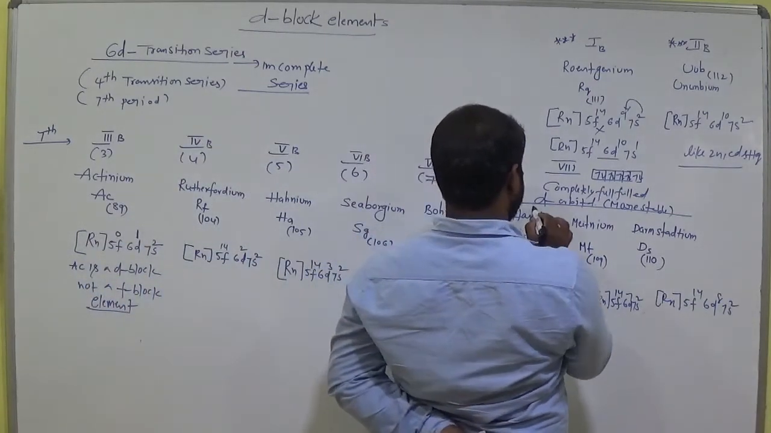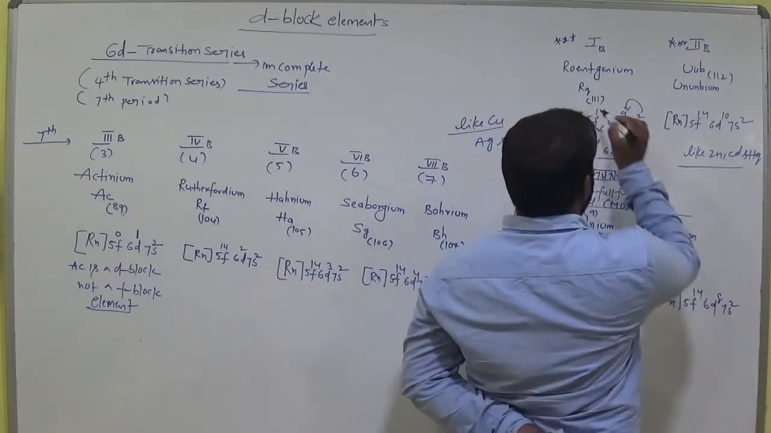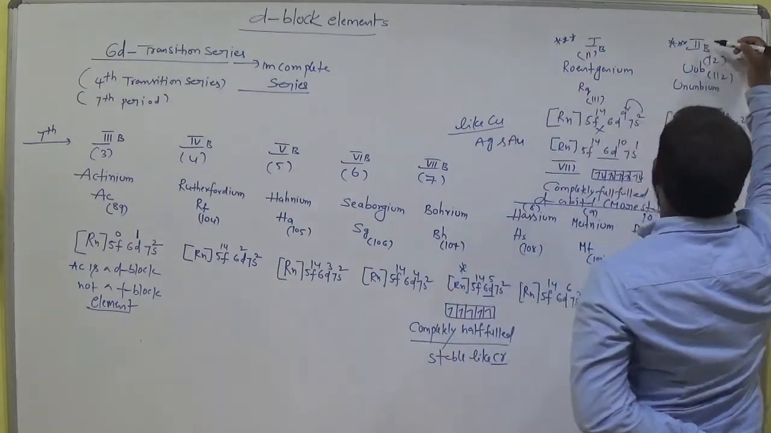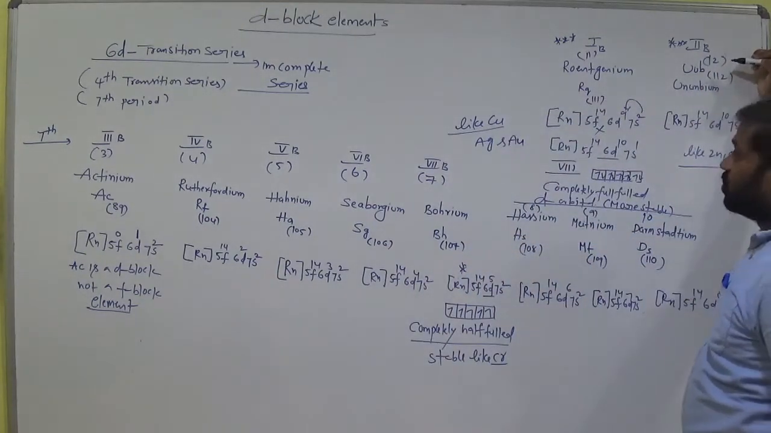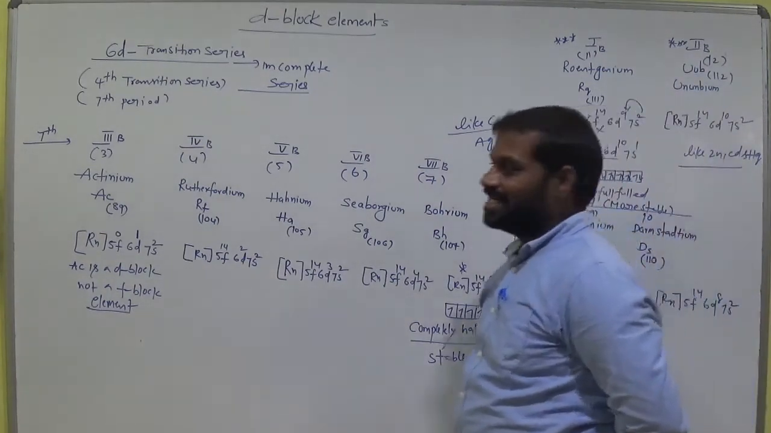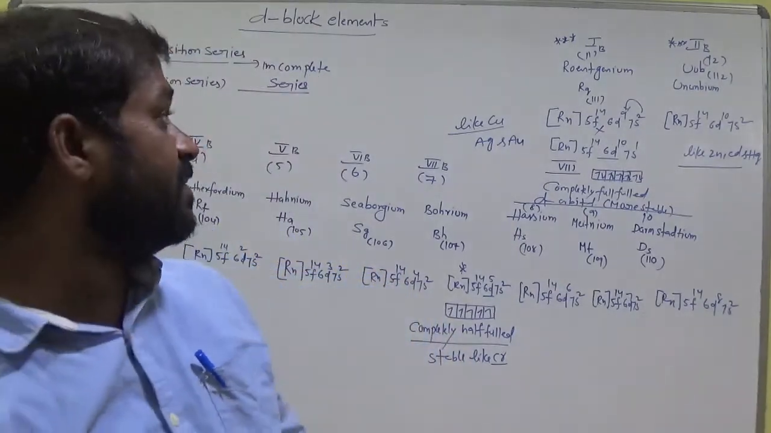And here it is the eighth group, this belongs to the ninth and 10th, this is the 11th group, and this is the 12th group. Remember this: second B and the 12th group are both the same, and the 11th group is first B. Okay, remember this. These are the electronic configurations of the 6d transition series. You have to remember these three.